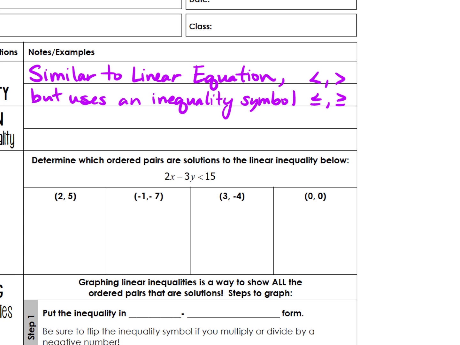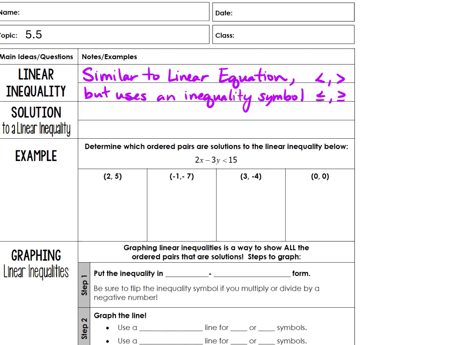But if it's x is greater than 4, give me a solution to that. X has to be greater than 4. Give me a number that makes that true. 7. Give me another one. 12. Give me another one. 1 million, right? Any number greater than 4. So that's why we end up shading a lot, because it's not just this line is the solution, it's this line and everything above it, or it's this line and everything below it, okay? So that's how our solutions are going to work.